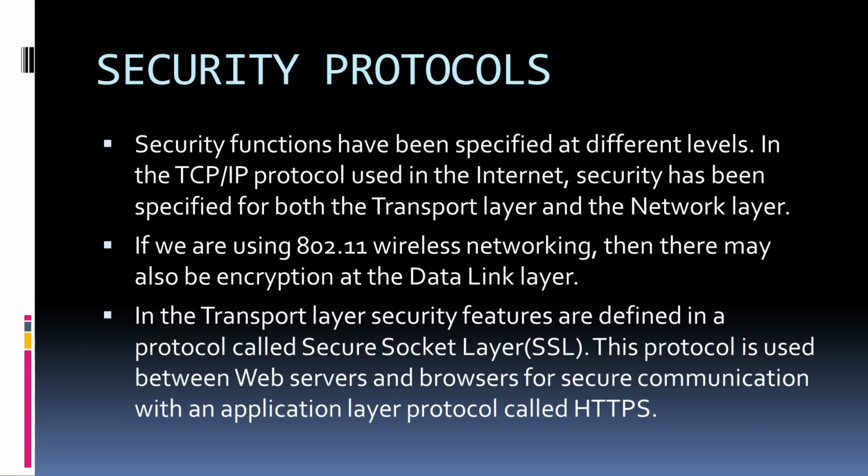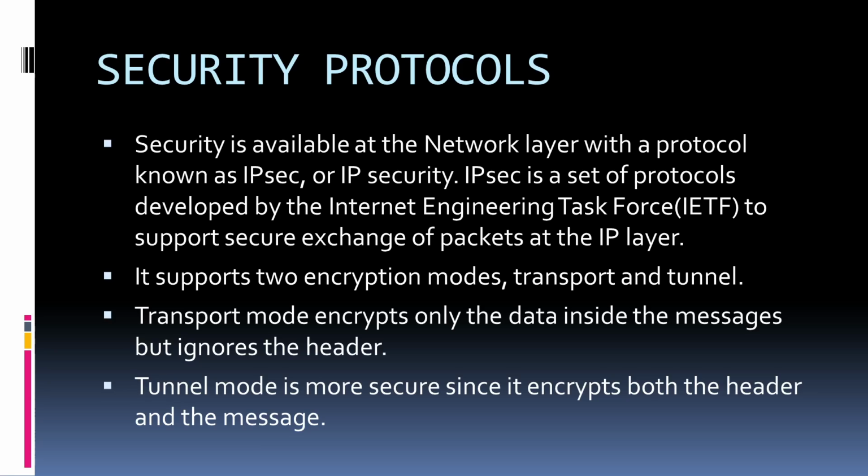The security protocols. Security functions have been specified at different levels. In the TCP/IP protocol used in the Internet, security has been specified for both the transport and the network layer. If you are using 802.11 wireless networking, there may also be encryption at the data link layer. The transport layer security features are defined in a protocol called Secure Socket Layer. This protocol is used between web servers and browsers for secure communication with an application level protocol called HTTPS. Security is also available at the network layer with a protocol known as IPsec or IP security.